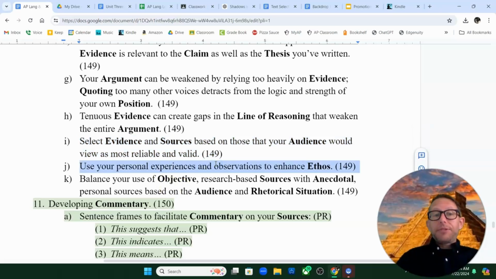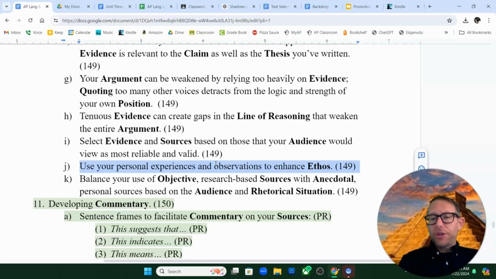Keep in mind, just because we're in the synthesis section and not the argumentation section, doesn't mean that personal experiences and observations are completely outlawed, okay? They can still be there. They obviously aren't the sole means of evidence that you should be using like they were perhaps back during the argumentation essay, but they can be there and they can, as a consequence, really help to build your ethos. So keep that in the back of your mind.